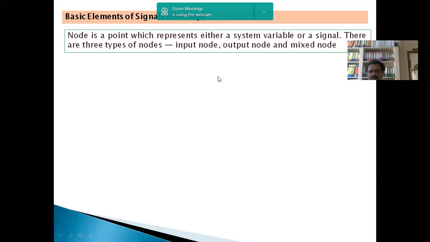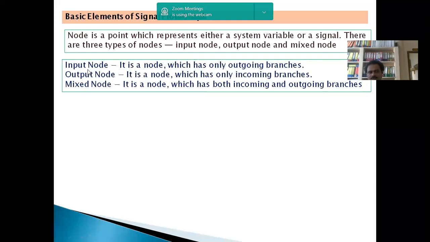In the case of a rotational system, that can be represented by theta. In the case of a linear system, that can be represented by x. There the variable is x, displacement, either linear displacement or angular displacement. Okay, so a node is a point which represents either a system variable or a signal. Is it clear? There are three types of nodes, so again some more classification in this.